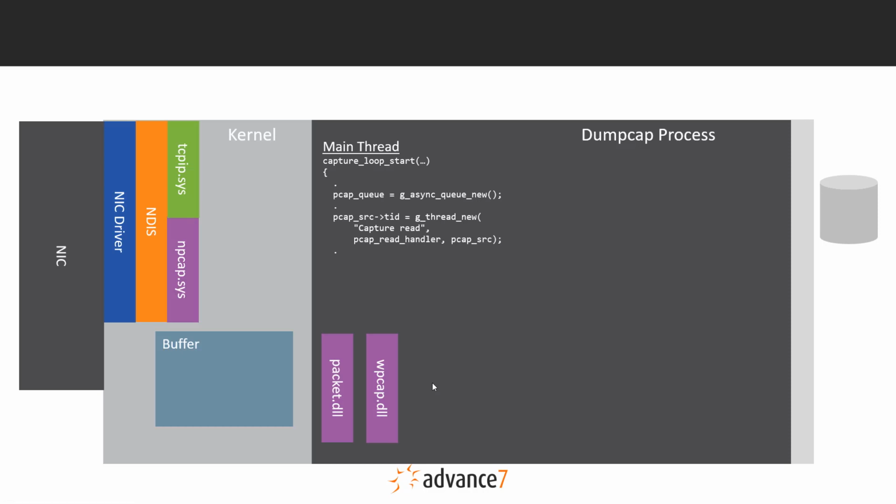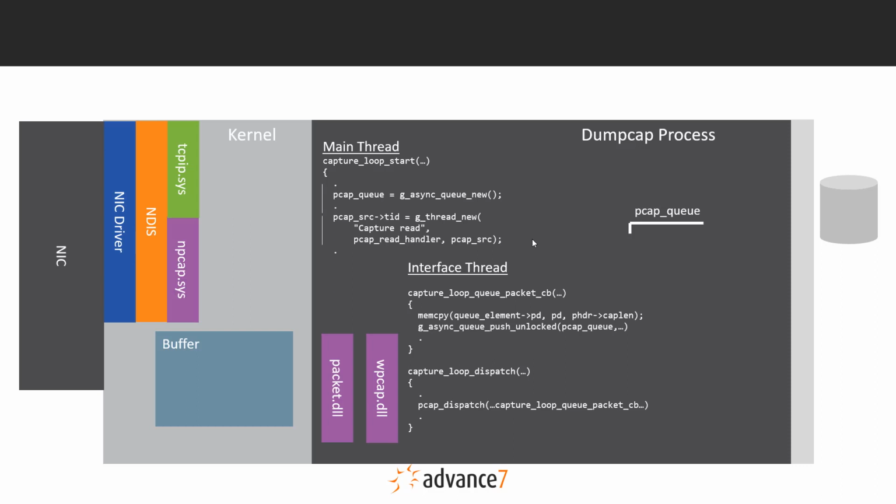Let's now consider the code running on the main thread. So the important place here is this function called capture loop start. And so eventually we enter this function, and the first thing we do is we execute gasync queue new, and that creates us the pcap queue that we're going to use later. Then we start a thread. In fact, we start a thread for each interface that we're going to use for capturing. And that's done using this gthread new function just here. And you can see that the thread will start executing at pcap read handler. So that gets us onto the other thread with the new code to be executed.